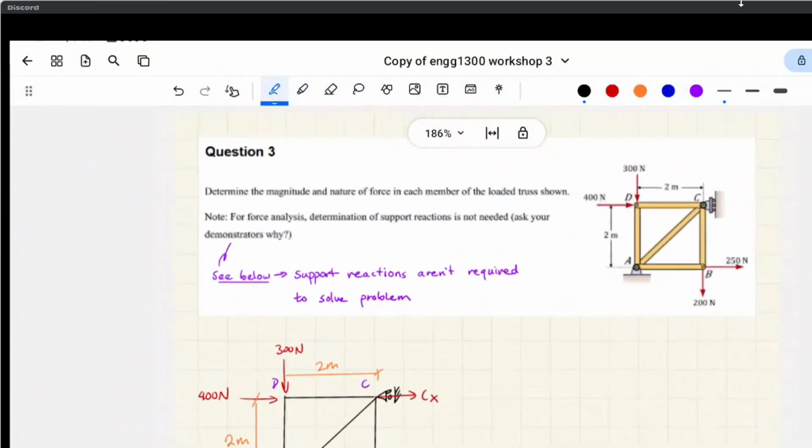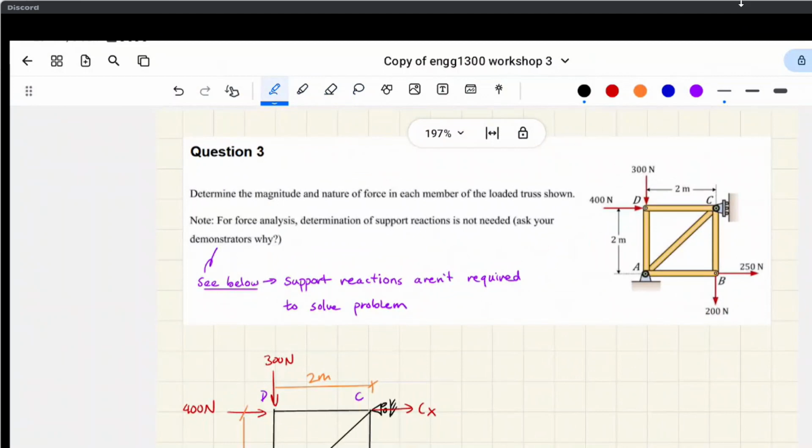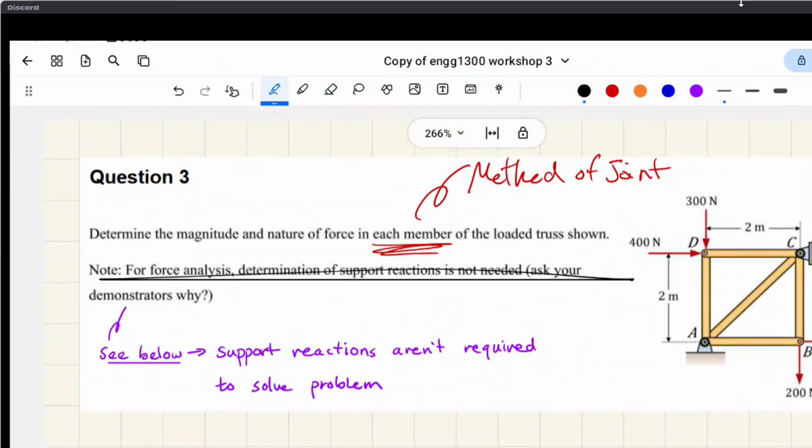We'll move on to our last question here. This one's not very long. We're going to use method of joints, and the main part which I've highlighted here is the note that they added. For force analysis, determination of support reactions is not needed. So in this particular problem, we don't need it because of how this specific question is set up.